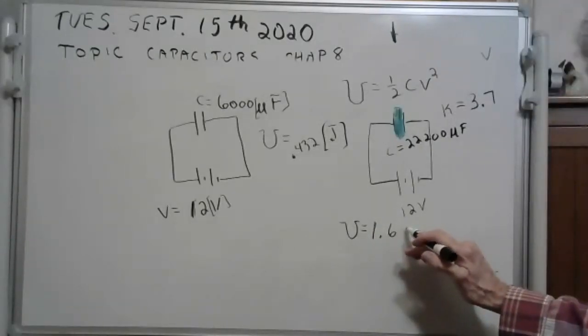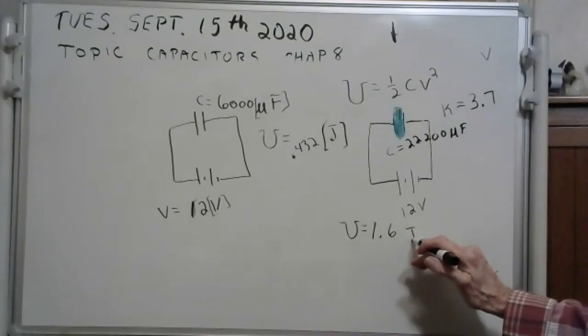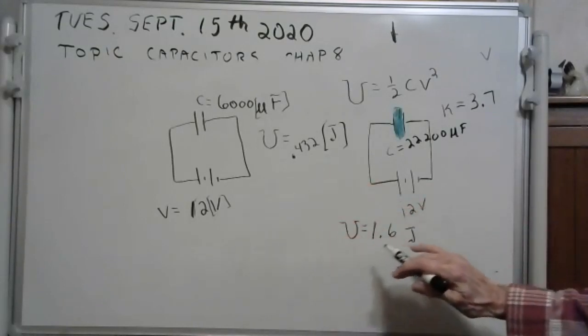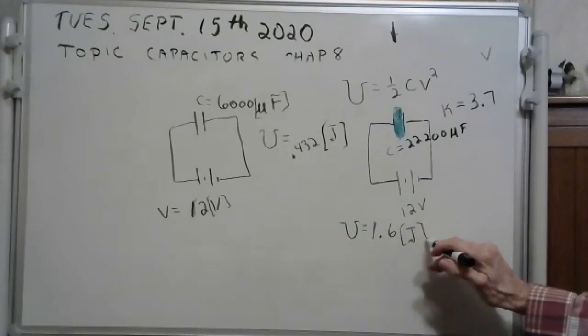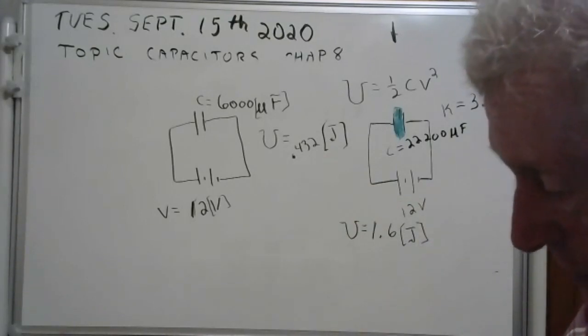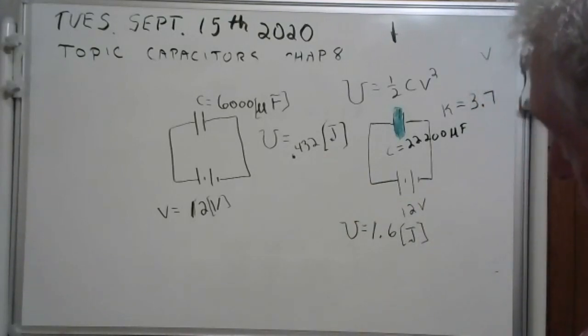1.6 joules. It was just 0.432 joules, and now it's gone up. Where did that extra energy come from? Does anyone have any idea? Where did it come from?